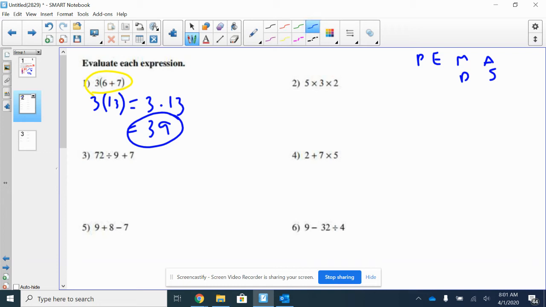Number 2, we have all multiply. So the order does not matter how we choose to multiply. You can go left to right. You can do 3 times 2 and then times that by 5. Or you can do 5 times 2 and then times that by 3. And the commutative property allows us to do that. Technically, the commutative property of multiplication and the associative property of multiplication. But I'll just go left to right here. We have 5 times 3 is 15. And then 15 times 2 is 30.